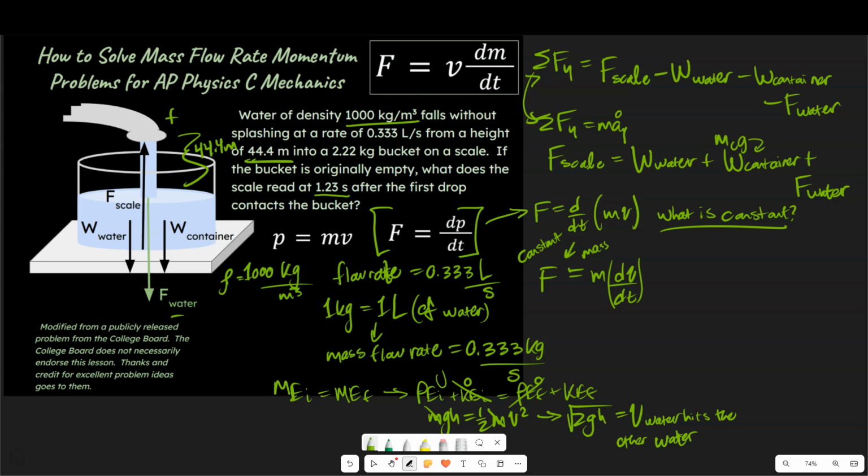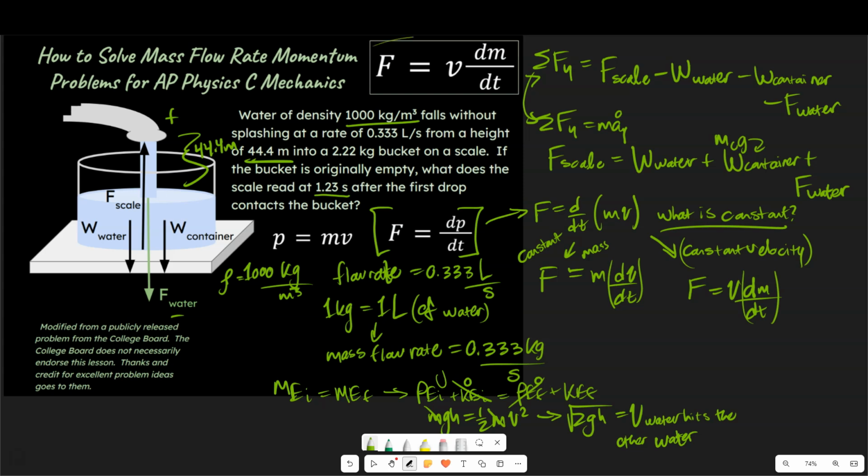But that's what we have here. We don't have a constant mass. The mass is continually changing. What we have is a constant velocity. So we can take the derivative of momentum, but if we assume we have a constant velocity, then we're going to have a different equation to work with. So the different equation is going to look like this. So that's going to be our equation that we're working with.